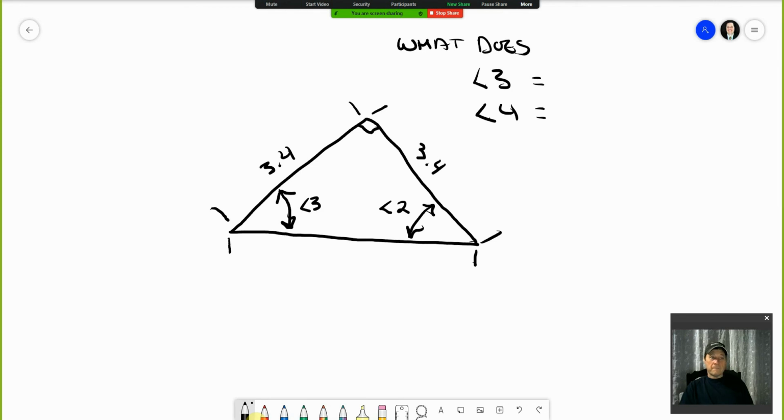Am I allowed to answer, or should I let someone else? No, no, speak up. Okay. It's an isosceles triangle. So you would take 180, subtract 90 because the other angle is a 90-degree angle, and then divide by 2. Good.